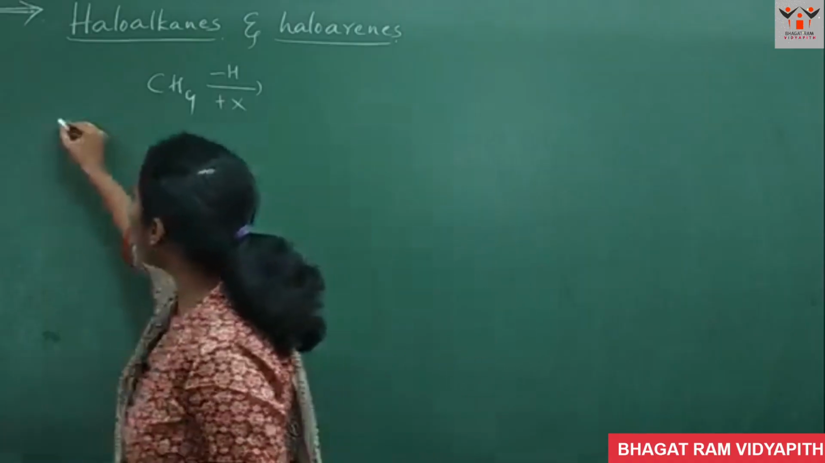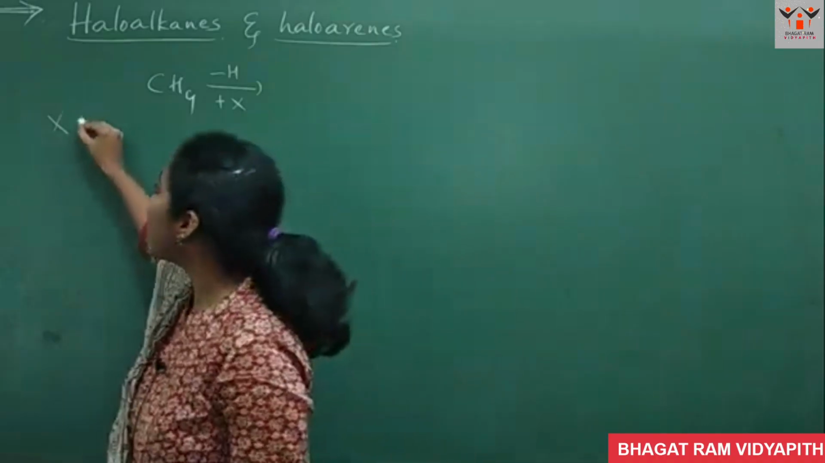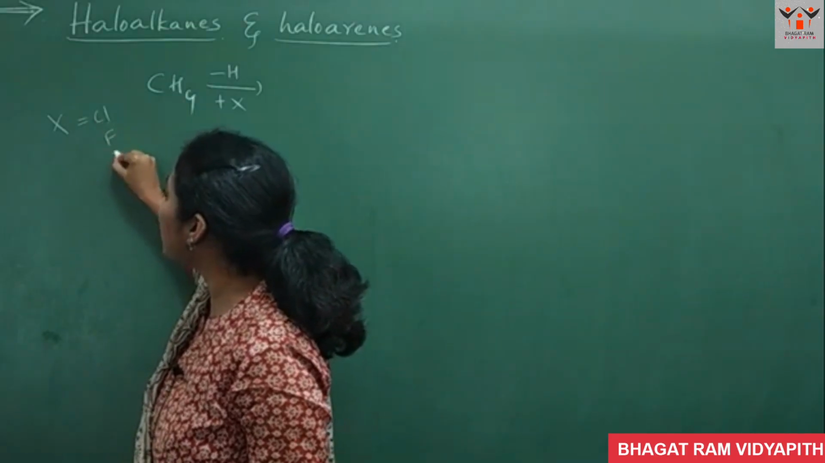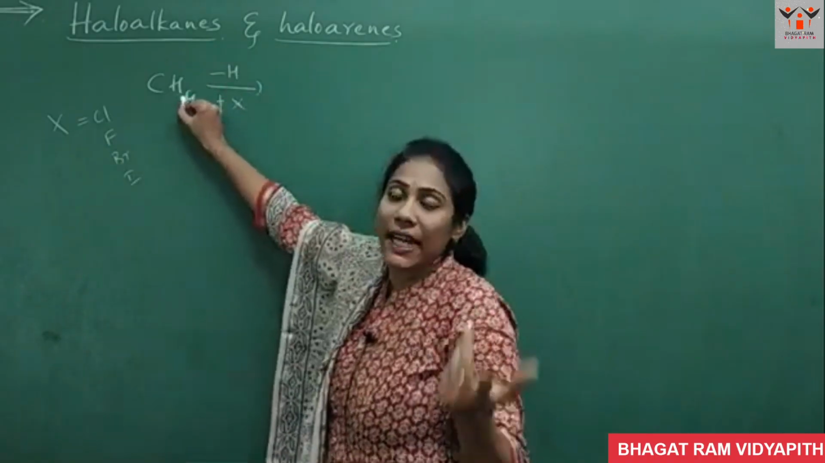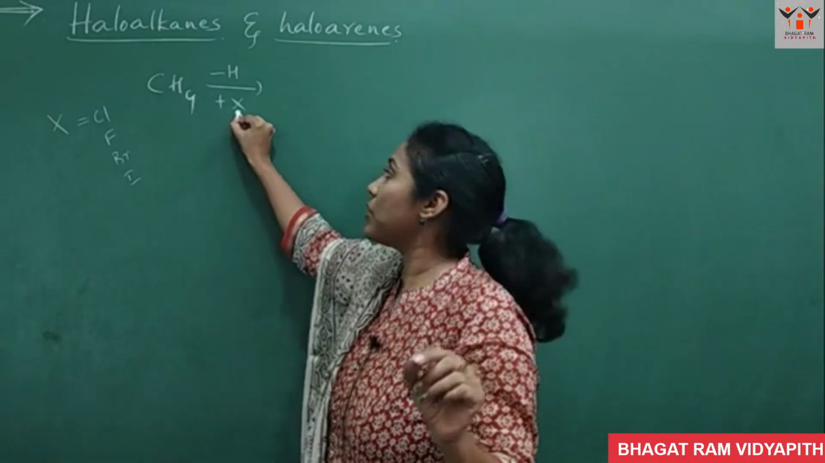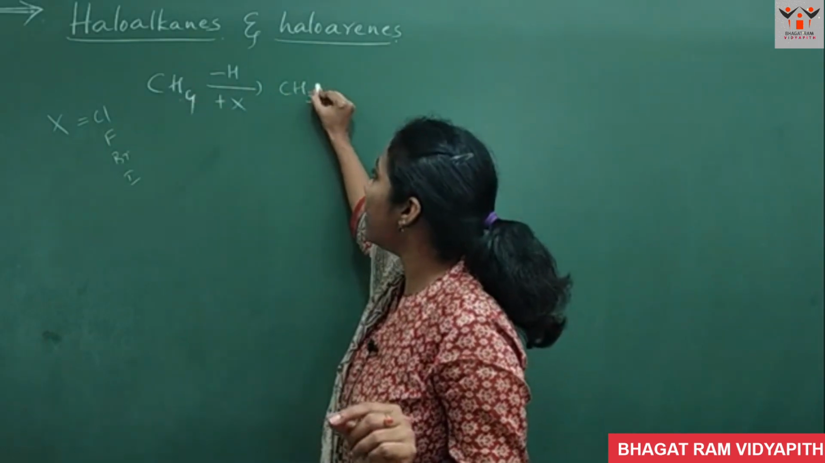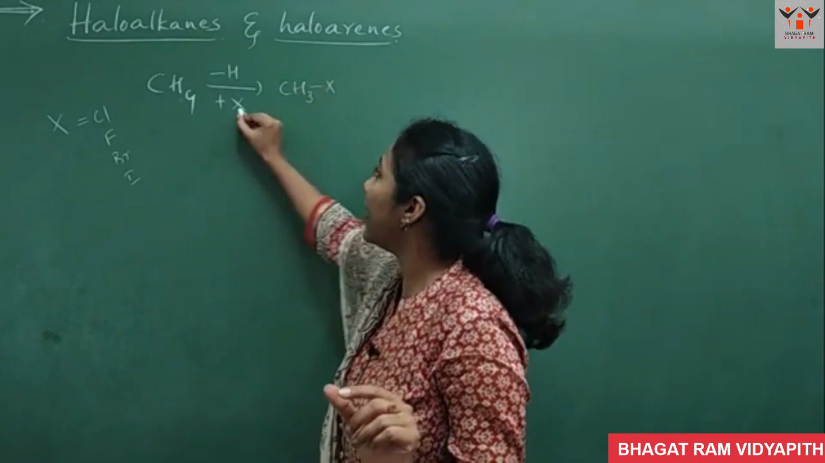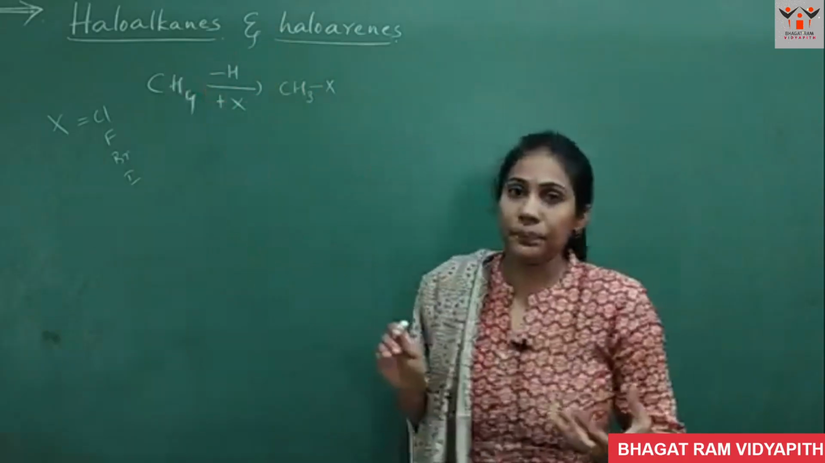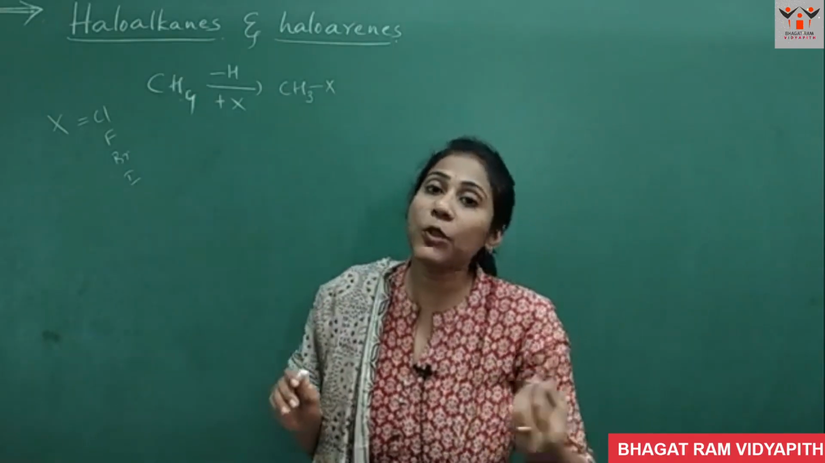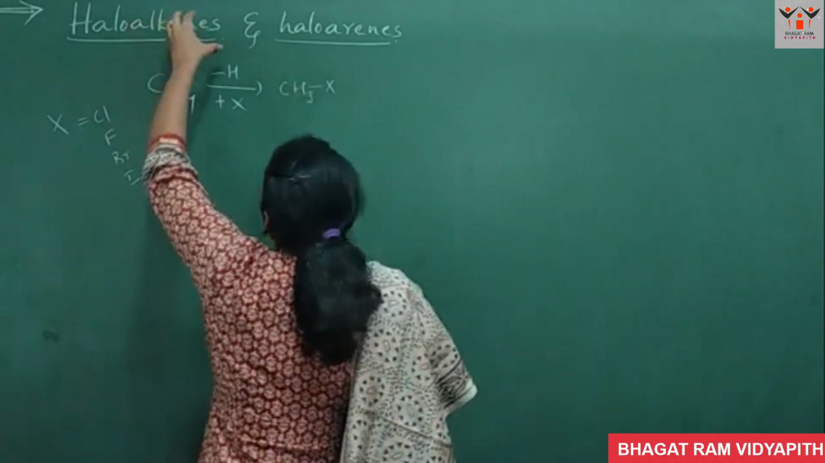It's very basic knowledge that X can be any halogen atom, right? It can be chlorine, fluorine, bromine or iodine, whatever it is. So I remove one hydrogen and I am adding one halogen. So what does this get converted into? It becomes CH3 and the fourth bond is with X. So here what you have observed is that I am replacing hydrogen atoms with halogens. Such compounds are called haloalkanes.